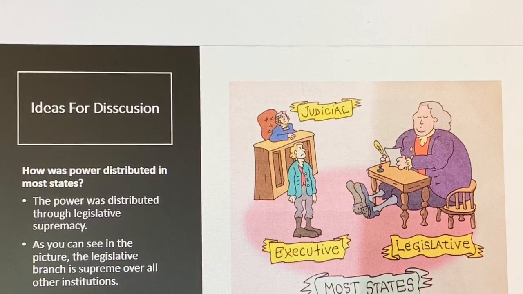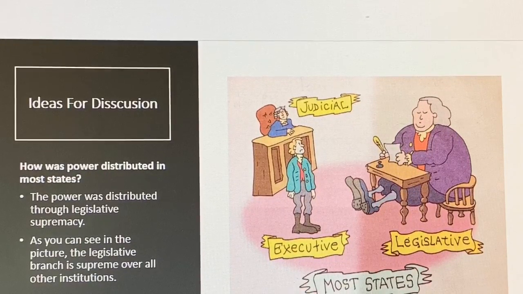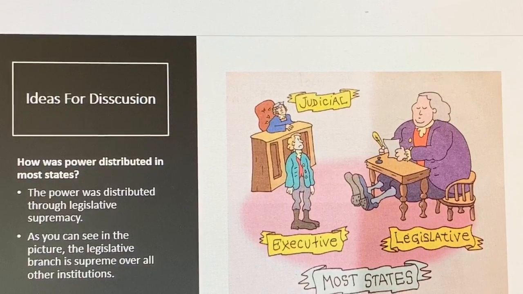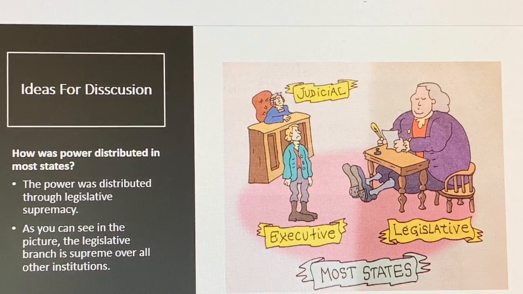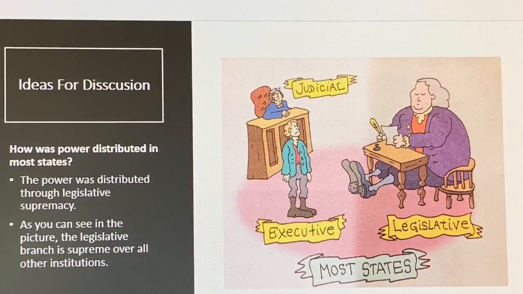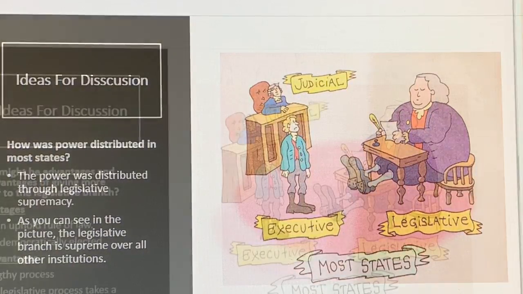Ideas for discussion. How was power distributed in most states? The power was distributed through legislative supremacy. As you can see in the picture, the legislative branch is supreme over all other institutions.